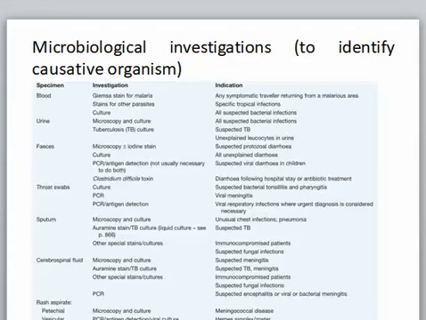Rash aspirate: petechial microscopy and culture for meningococcal disease, and vesicular rash. If there is a vesicular rash, you do the aspirate and then do PCR or antigen detection for herpes simplex or herpes zoster virus.